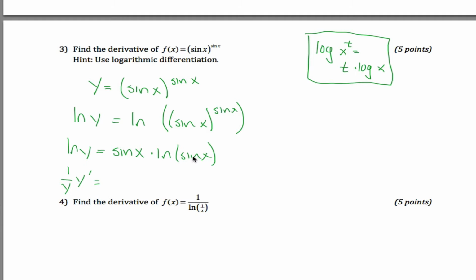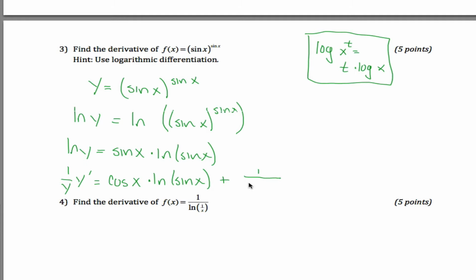On this side, I'll have to use the product rule. Derivative of sine of x is cosine of x. Then I'll leave this one alone. And then I'll add to that the derivative of the natural log of sine of x. So this is chain rule.